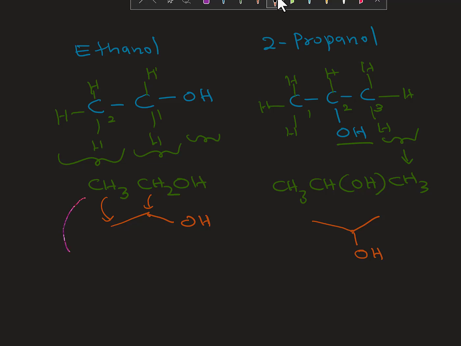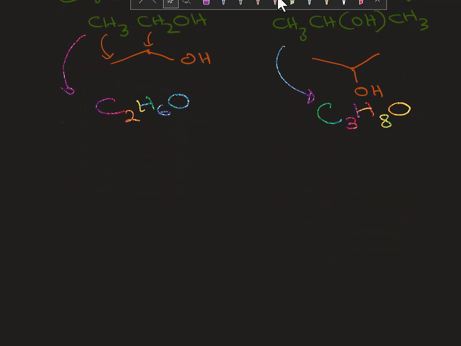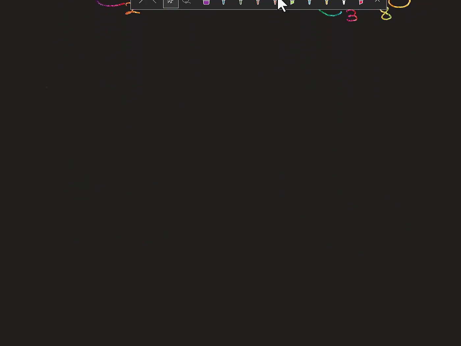Now, we can also count the carbon: C2, hydrogens are 6 and 1 oxygen. Here, the 3 carbons and hydrogens are 8 and then 1 oxygen. So you can write the molecular formula using the condensed or the Lewis structure, right? That's always a good practice to do. Now, we're going to get some bigger examples too, right?